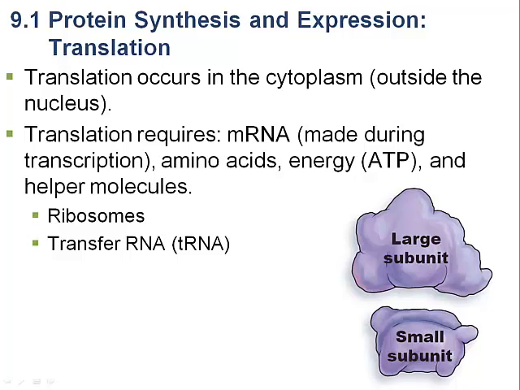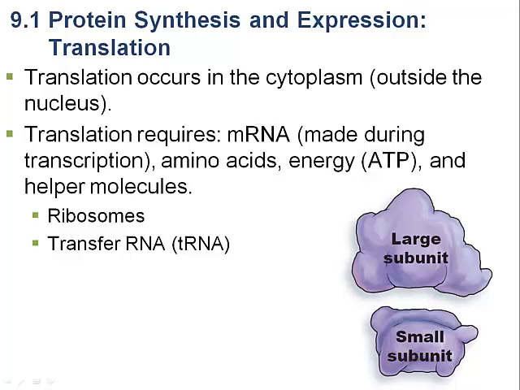Translation occurs in the cytoplasm. Remember that transcription occurred in the nucleus because the DNA is found in the nucleus. The RNA transcripts produced in transcription move outside the nucleus into the cytoplasm, and this is where translation is going to occur. Translation requires messenger RNA. Remember that the RNA that was formed in the process of transcription is referred to as messenger RNA or mRNA. There are other types of RNA, and we will talk about some of those even during this little lecture.